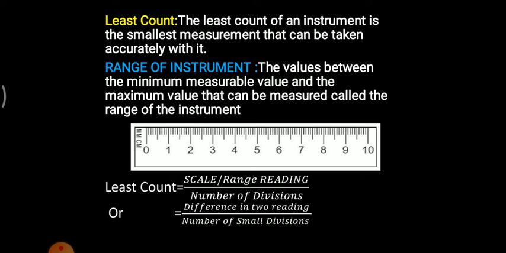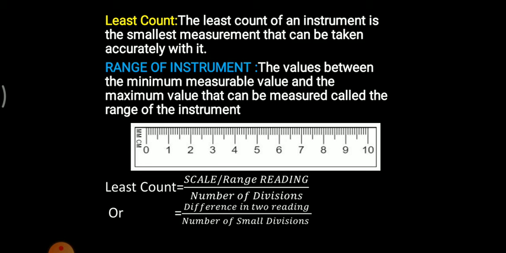So, for instance, this is a ruler scale. The smallest measurement that I can take from this ruler will be called the least count. Another thing related to least count is the range of an instrument. The range of an instrument is the span between the minimum measurable value and the maximum value that can be measured. The minimum value is the least count, and the maximum is the largest value we can measure from the instrument. The values in between form the range of an instrument.